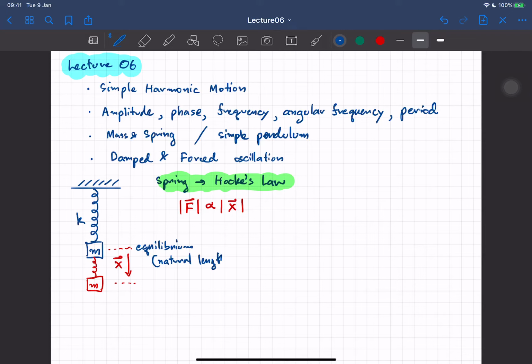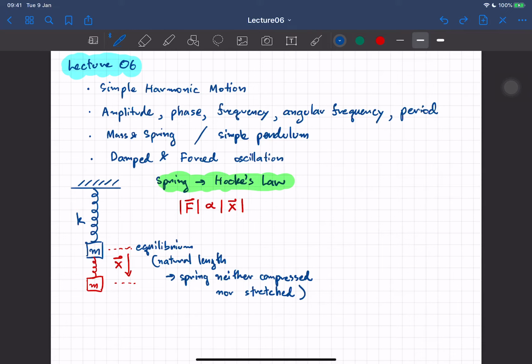Natural length means the spring is neither compressed nor stretched. Okay, so it's a very happy spring because there's no stress or anything in it. So the natural length of the spring is when the end of the spring, or where we put the mass, is at the equilibrium point, which is this line in the center here.